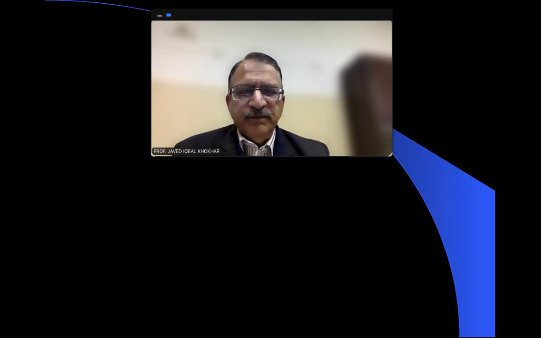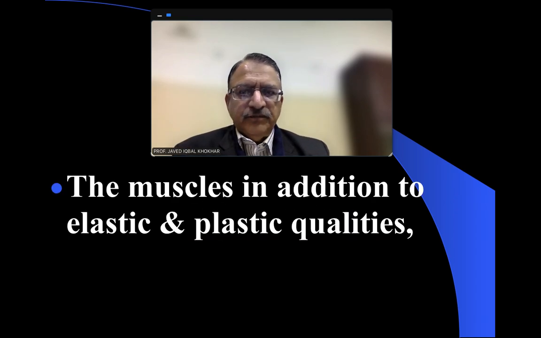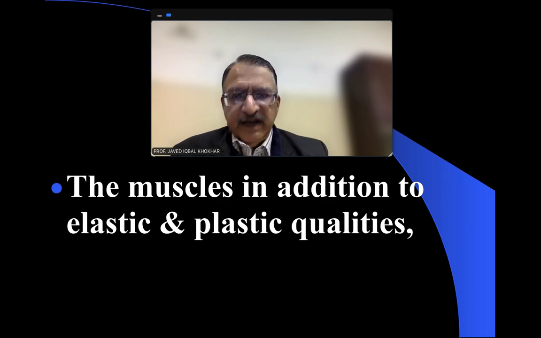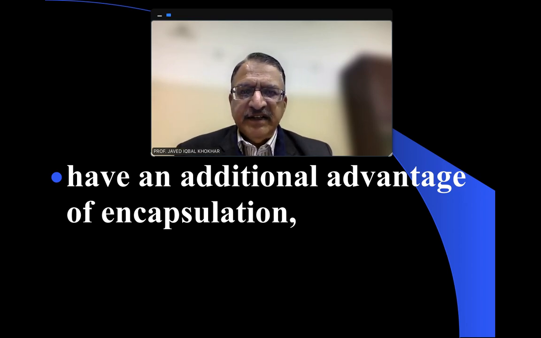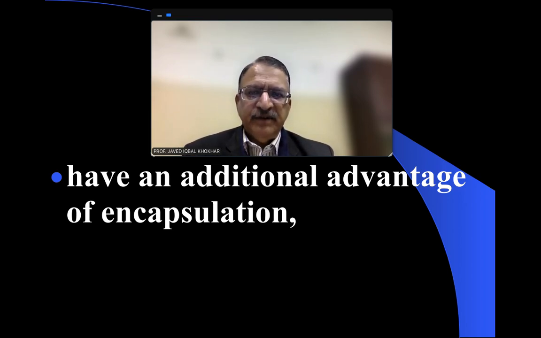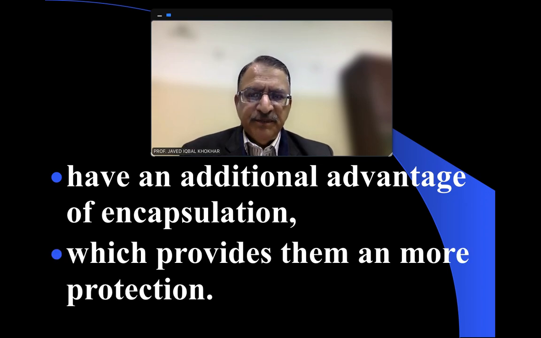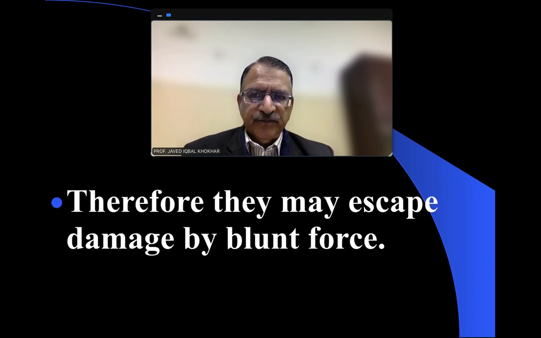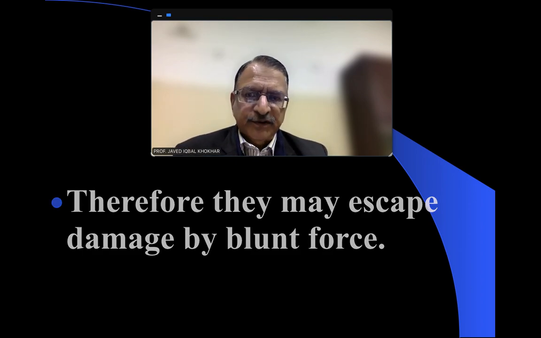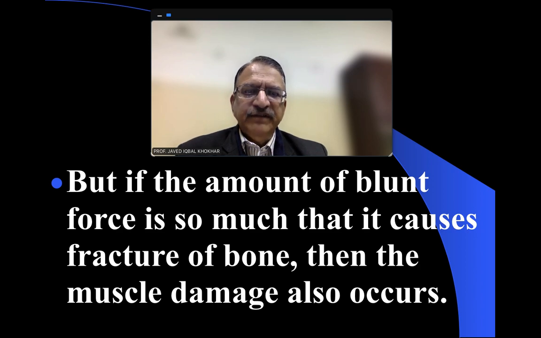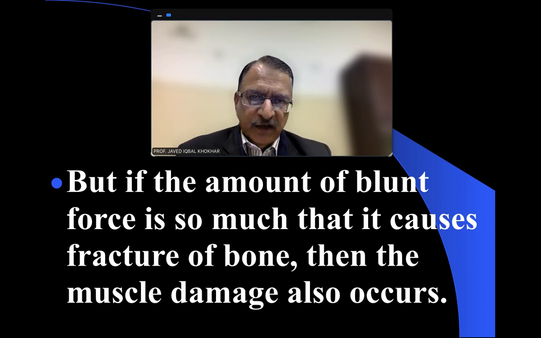Fat also has both elastic and plastic properties. Now, when we talk about the muscles, in addition to elastic and plastic properties, they have another advantage of being encapsulated. We know that the muscle fibers have got a capsule which provides them more protection than the other tissues. Therefore, they may sometimes escape damage by the blunt force. But if the amount of blunt force is so much that it causes fracture of the bone, then the muscle damage will also be there.